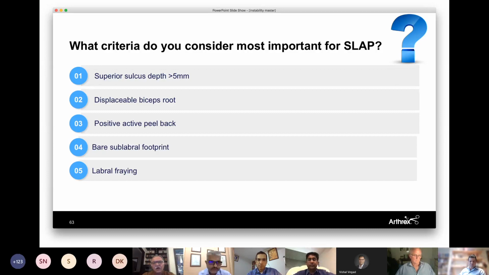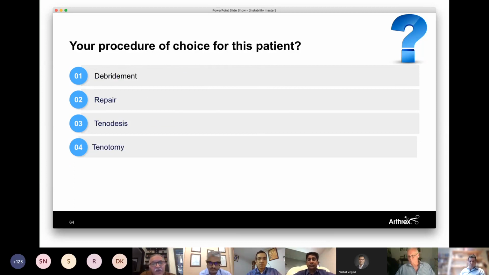Can I say something? I don't do the peel back. I try to displace the biceps anchor root insertion into the joint. If I'm able to do that, if my probe slips over the anchor, I'm not able to displace it, I think this is not a slap. Of course, in addition, there are other criteria, as you said, the depth of the sulcus more than 4 millimeters, my probe dips there, I'm able to lift it.